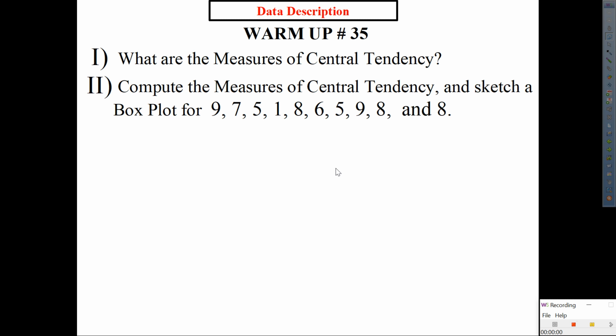Warm-up 35 is on the screen. This should be like a review, and today we're going to revisit some of these concepts. Like I said, I gave you a simple intro at the beginning of the school year. You've been practicing these. Today's going to go a little bit deeper into that area.